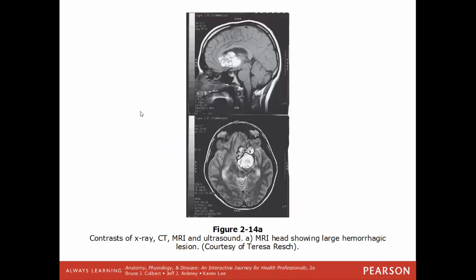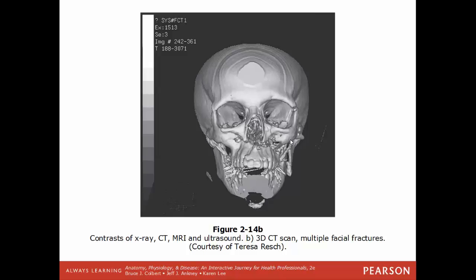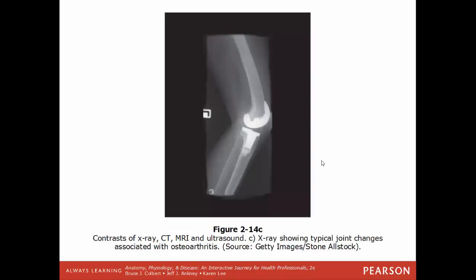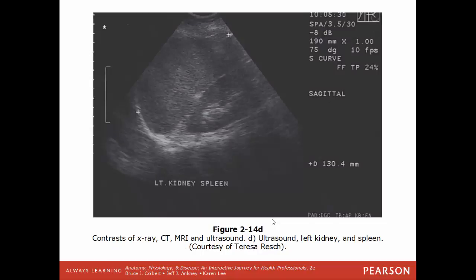Here are some contrasts of an X-ray and a CT and an MRI. In this image we have an MRI of a head showing a very large hemorrhagic lesion right here. This is a 3D scan of a face with multiple facial fractures. As you can see, a little bit more detail here. Here is a standard X-ray of a knee joint with osteoarthritis. See the difference in lightness and darkness, the bones here, and the very bright density here and here. And here's an ultrasound of the left kidney and spleen. Not as much detail, obviously, as the others.